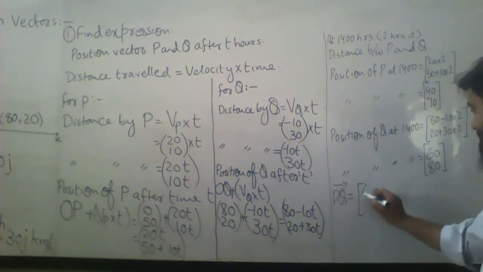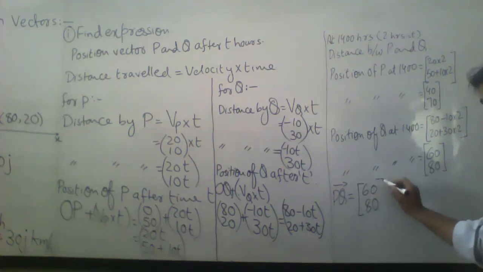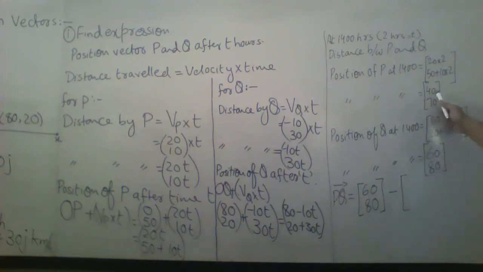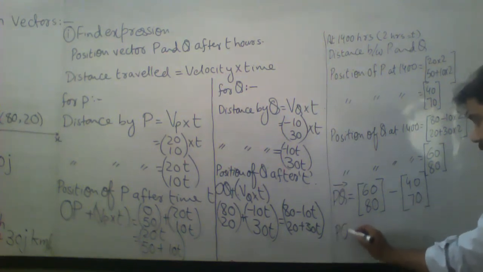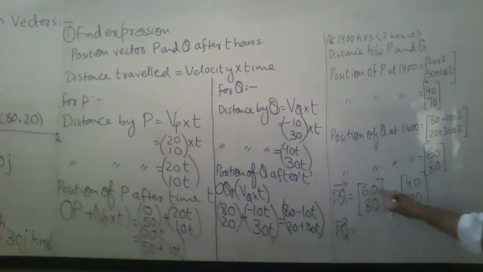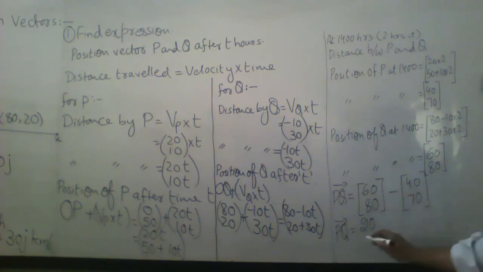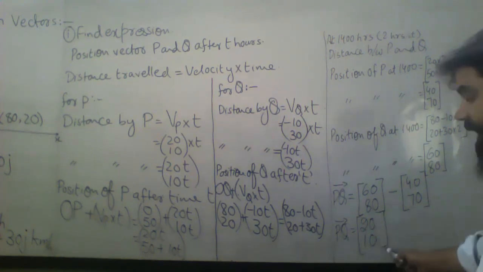What is my Q value coming? 60 and 80. That's my Q value coming, minus P value. What is P value? 40 and 70. So when I simplify it, PQ equals 60 minus 40, that is coming 20, and 80 minus 70, that is coming 10. So I have got this in vector form, 20 and 10.